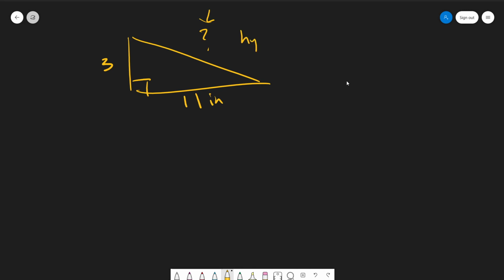So if I had a triangle, here's my 90-degree angle. I'm like, okay, it's a right triangle. And they're like, hey, I've got to figure this out. And then I had the sides, and they're like, this is 3, this is 11. And what's this side? What's my hypotenuse? So how are we going to do this?